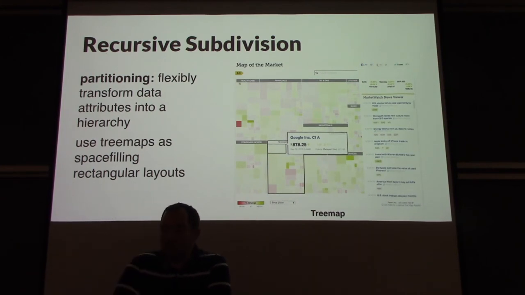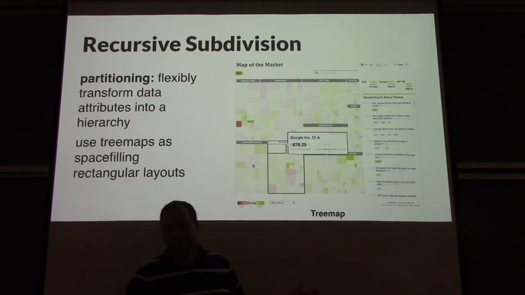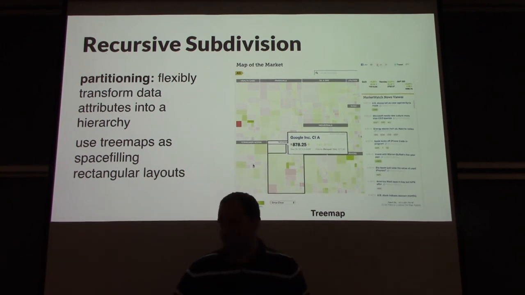And so here, this is partitioned first by the map of the market. It's partitioned, like this is a stock market, by sector. And so we see healthcare, financials, oil and gas, and so on. And then we see individual items, but we could envision nesting this deeper too.